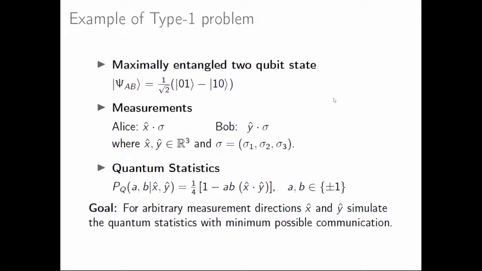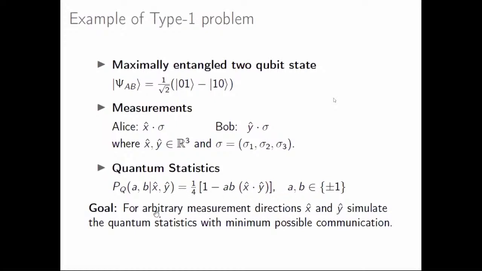So as an example of a type 1 problem, a concrete example can be the following. Suppose Alice and Bob share a maximally entangled state, a singlet state, and Alice measures in some direction X and Bob measures in some direction Y. Then for the singlet state, using Born's rule, one can calculate that the quantum probability can be written as follows. So like this equation.